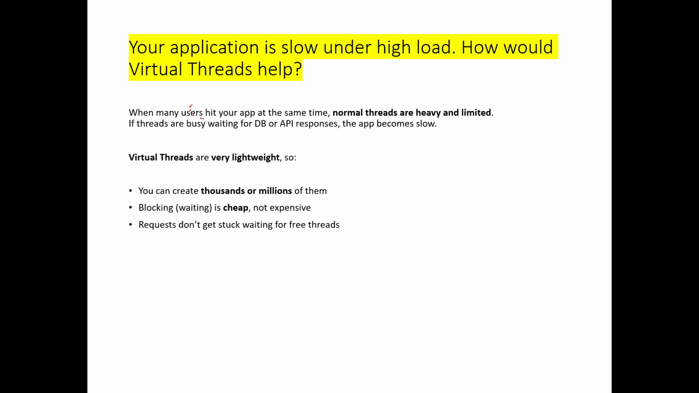When many users hit your application at the same time, normal threads are heavy and limited. If threads are busy waiting for DB or API responses, the app becomes slow. It is expected if we are using normal threads. But if you are using virtual threads, they are very lightweight. You can create thousands or millions of them. Waiting or blocking is very cheap, not expensive, in the case of virtual threads. Virtual threads is a concept introduced in Java 21, so you should know about it. It's a very good concept.